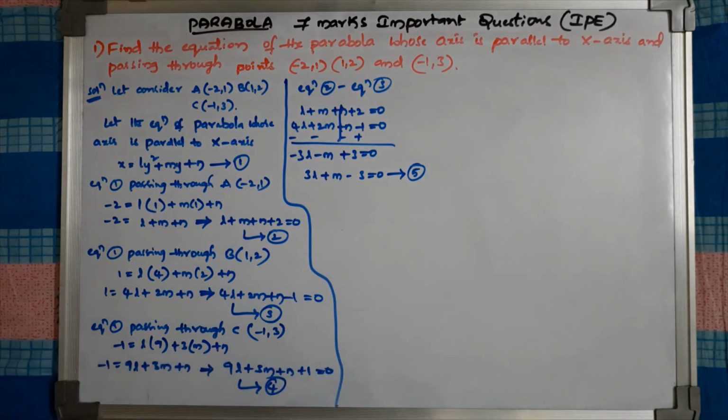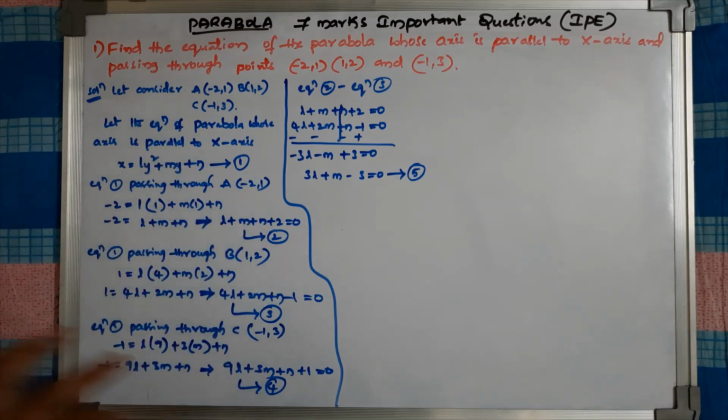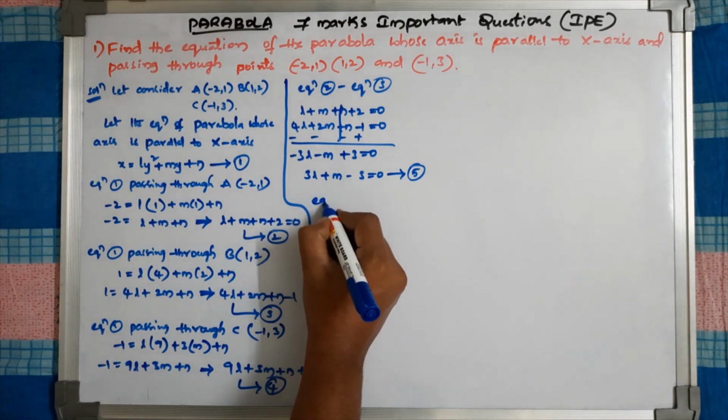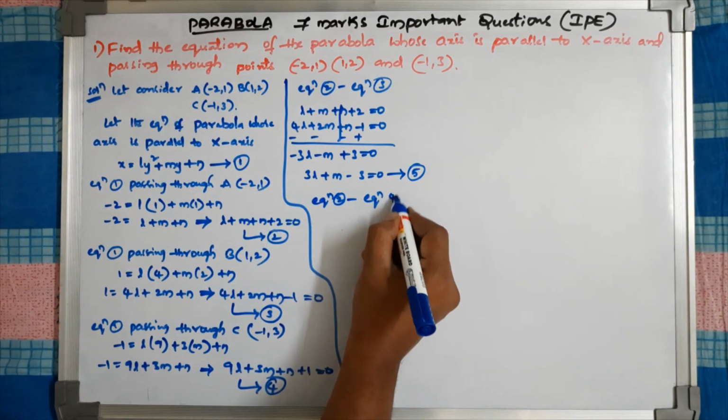Next, you have to do equation 3 minus 4. Sorry, otherwise you can take 2 minus 4. Equation 2 minus equation 4.